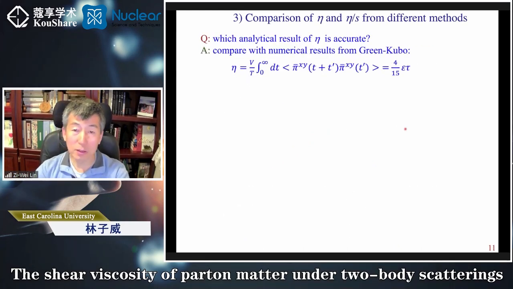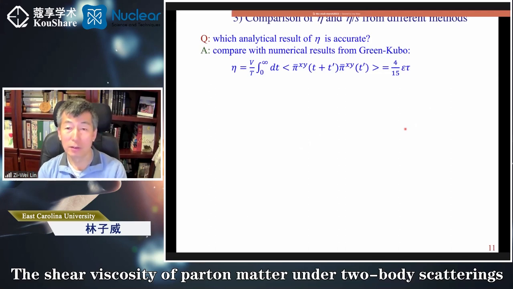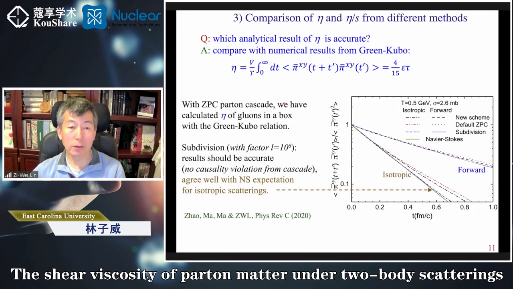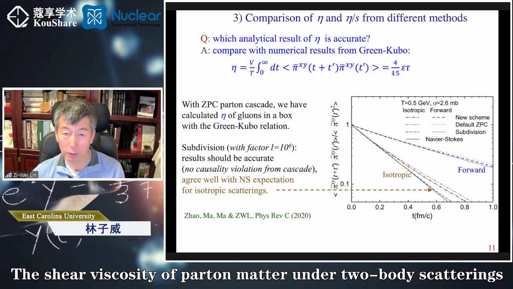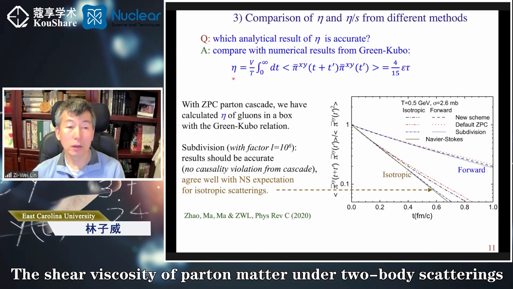So a natural question is, what method is accurate? How do we know? So of course, we can compare with the Green-Kubo numerical result. We have done this Green-Kubo calculation of the shear viscosity of gluons in a box previously in this paper with Xinli Zhao, Guo Liang and Yu Gang in 2020. And we have calculated the correlator and looked at the time dependence and then fit it with the exponential to get tau and then extract the shear viscosity.